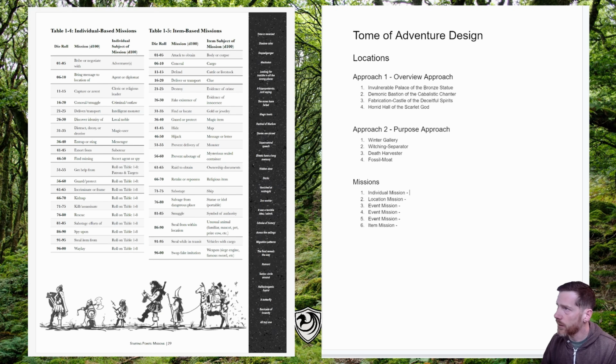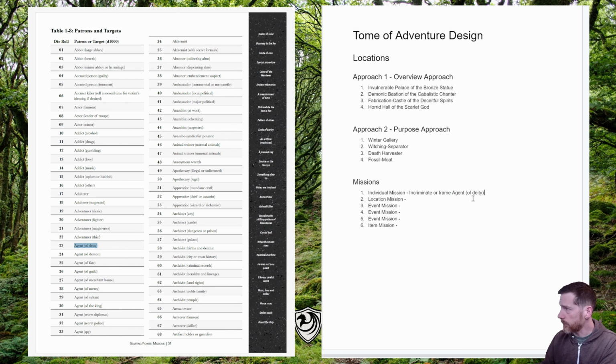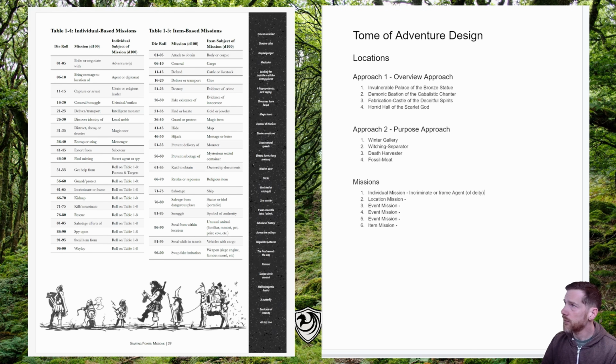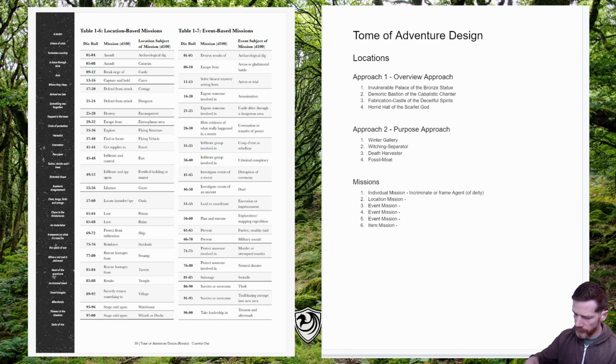So, all right. Individual-based mission. We have a series of columns here to roll on. So we roll on table 1-8. Table 1-8 is the patrons and targets. We have to incriminate or frame an agent of a deity. Okay. Let's hop back up here. Now we have a location-based mission. So we find our table here. We have to reinforce a castle.